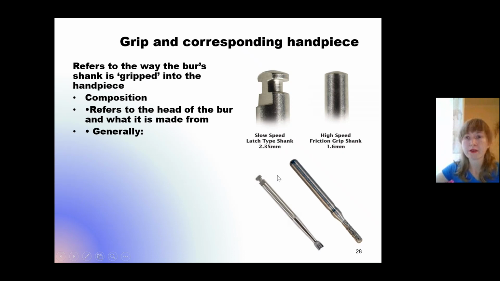How to recognize burrs that fit into high speed and slow speed. To recognize them, we need to look at the grip of the instrument. So this is the grip for a slow speed burr, latch type shank, and this is the grip for high speed, friction grip shank. Latch type, friction grip shank, latch type, and friction grip. So grip refers to the way the burr's shank is gripped in the handpiece.